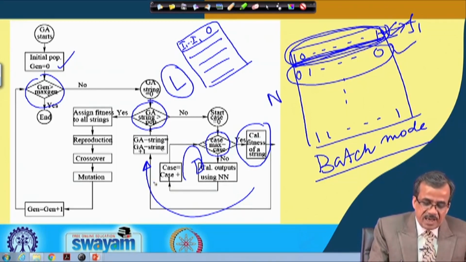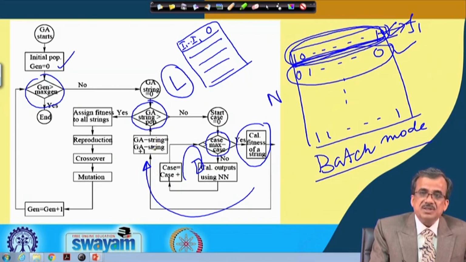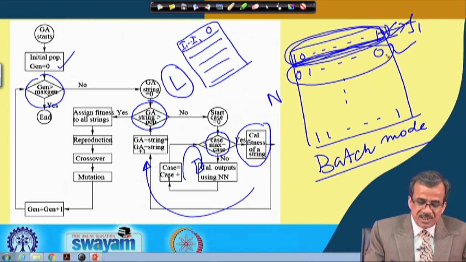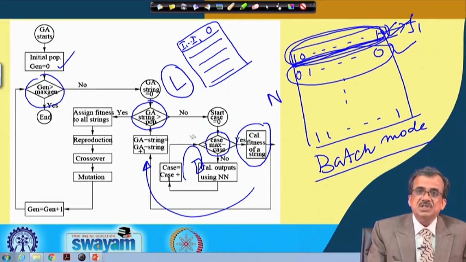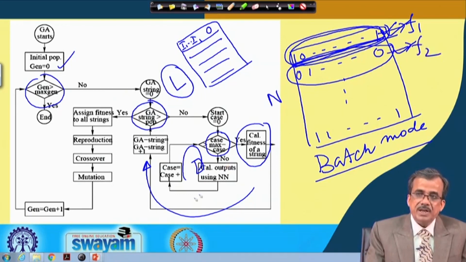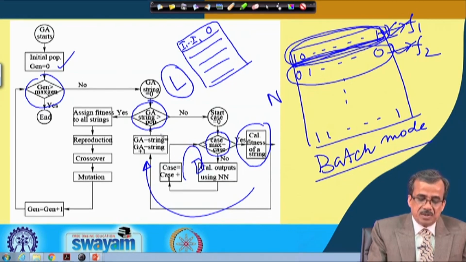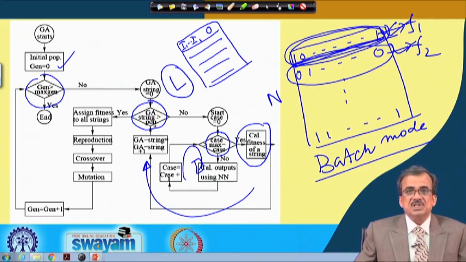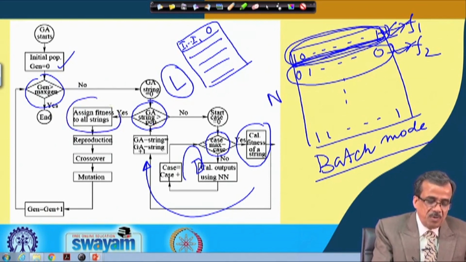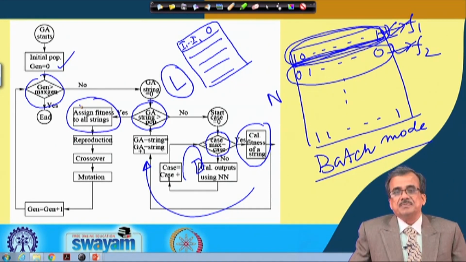And once again, for this second GA string, my network is ready. Once again we will pass all the training scenarios and we will be getting F2, and this process will go on and on, and the moment it reaches this criterion, that is GA string is greater than the population size, that means the fitness information for the whole population is ready for us.